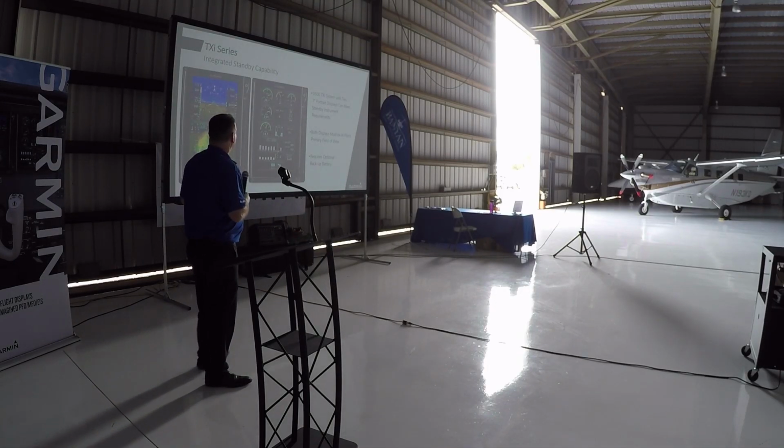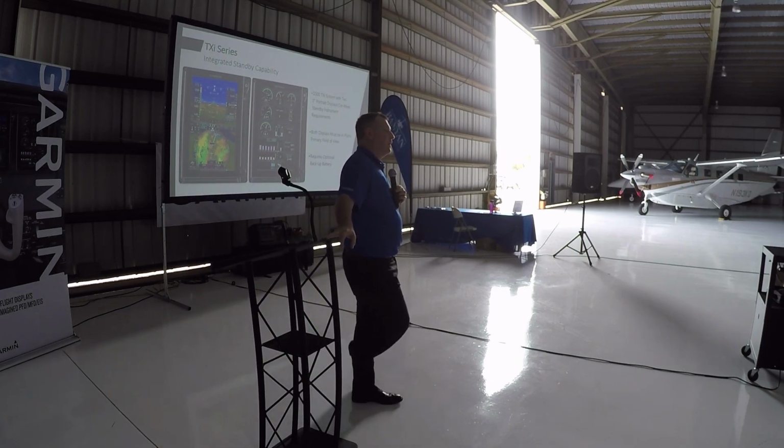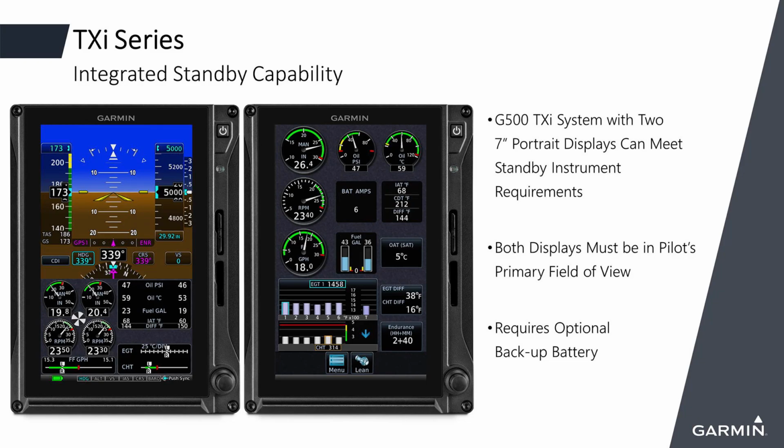So if you have another option, if you want to have the Garmin backup display, you can do that with a 7-inch display with the Garmin backup battery. So this would be a nice configuration to show that. You can do a 7-inch primary flight display here with HSI MFD and dedicated EIS.